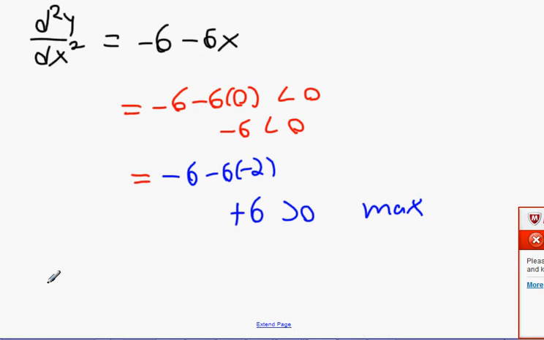Finally, second derivative equals 0 is the what, guys? Point of inflection. And where's the point of inflection then?